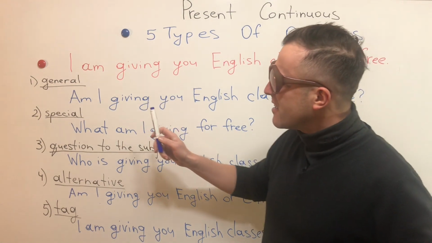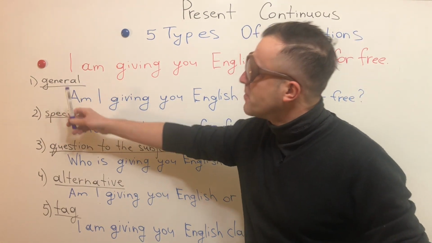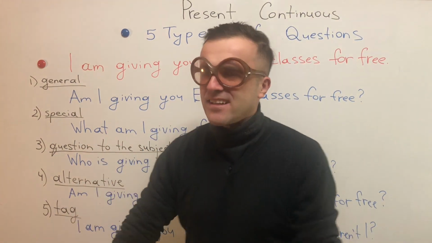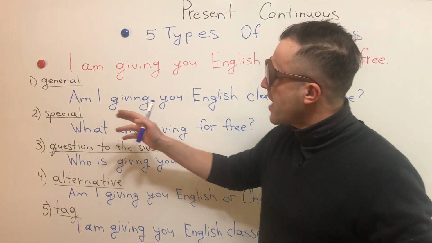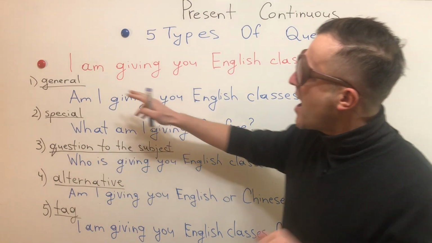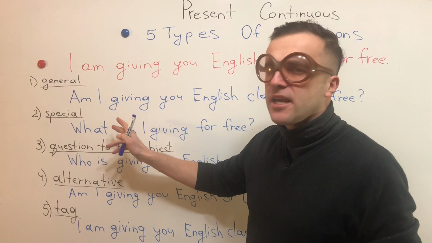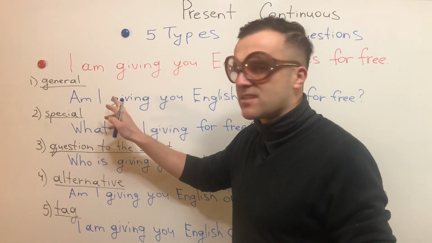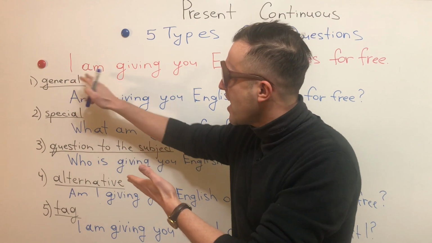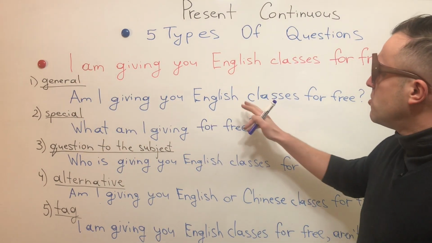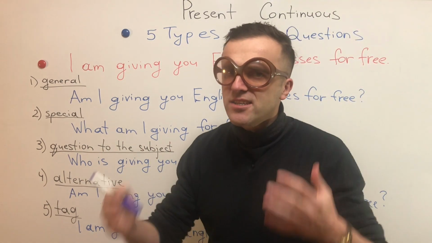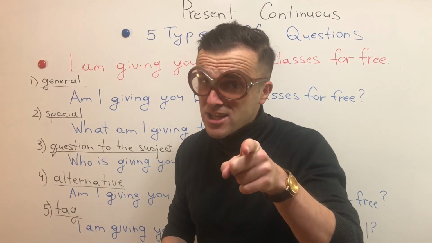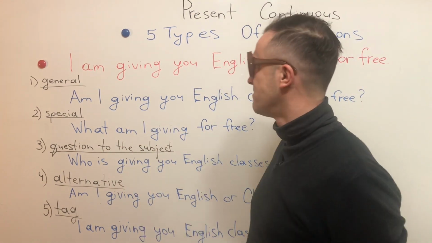So here they are. General. The general is a question to the whole sentence. We have to find I am. So I am, we exchange. We change their places. Okay? So, am I giving you English classes for free? So this is the question to the whole sentence, alright? Did you understand? I hope so.